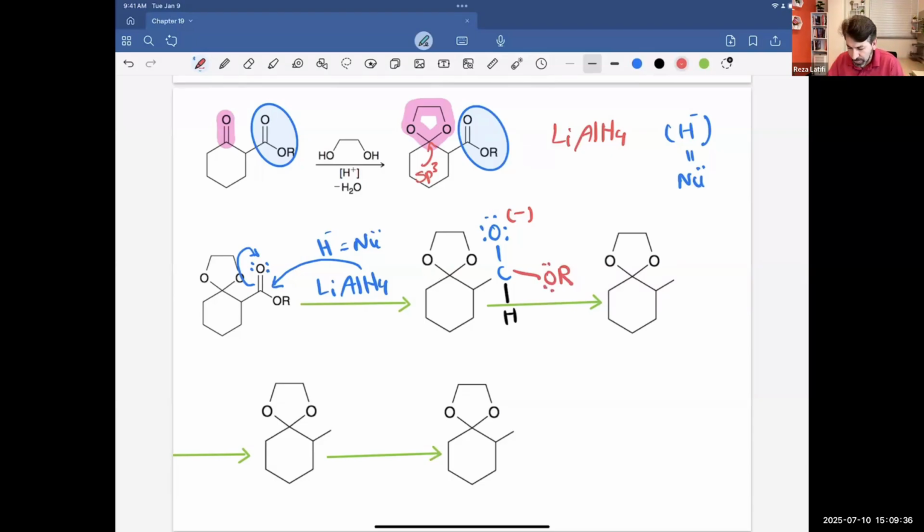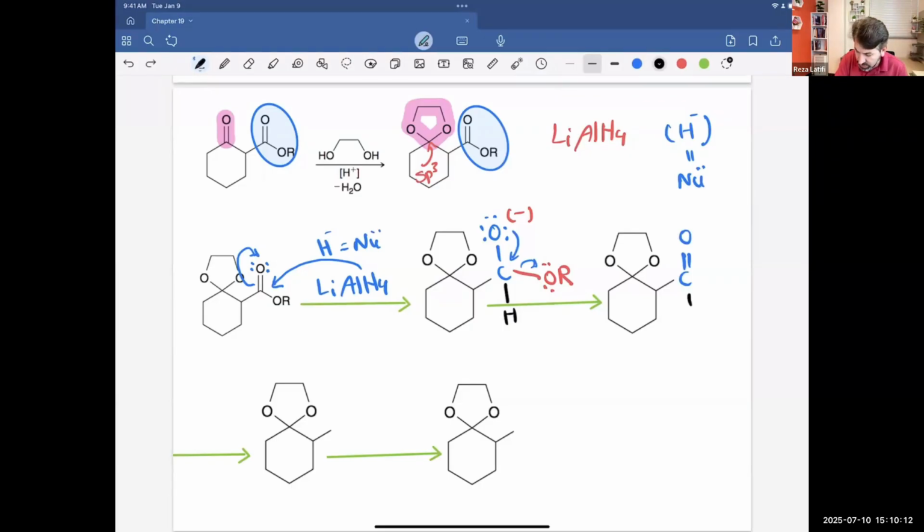Okay, next step, I'm going to add excess lithium aluminum hydride again. And next step, this is going to happen. This lone pair will come back to be shared with carbon, while OR will leave the system. Okay, so what do we get? Next step, I want to show you all the steps one by one. So I get such a molecule.